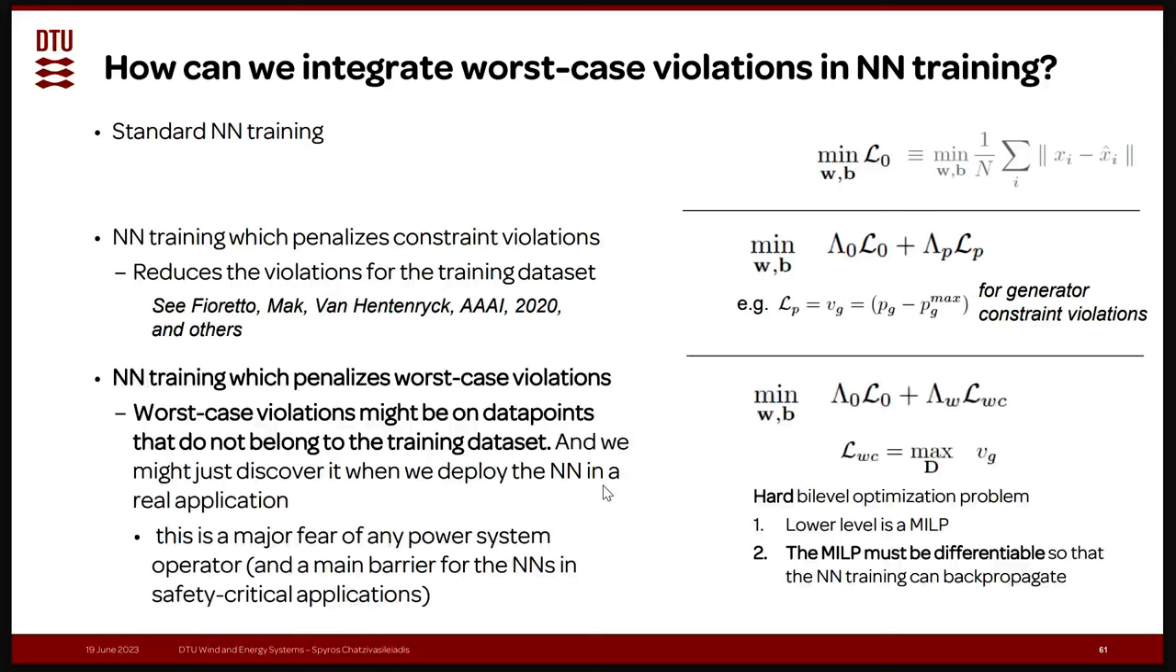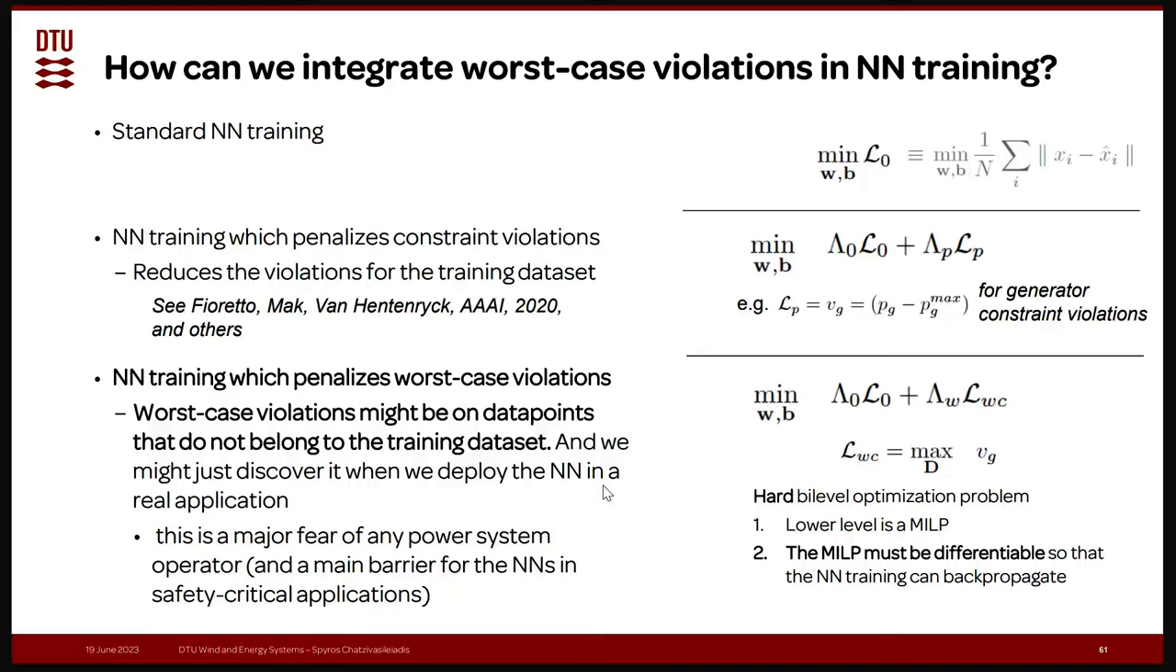And actually, Nando, who is going to be with us tomorrow, has done some really nice work there. Then I'm going a step further, and I want to penalize the worst case violations. So I don't care now about all violations. I just want to bring the worst case violations as close to the boundary as possible, ideally certify that there is no violation. We haven't achieved that yet, but we have definitely managed to bring them closer.